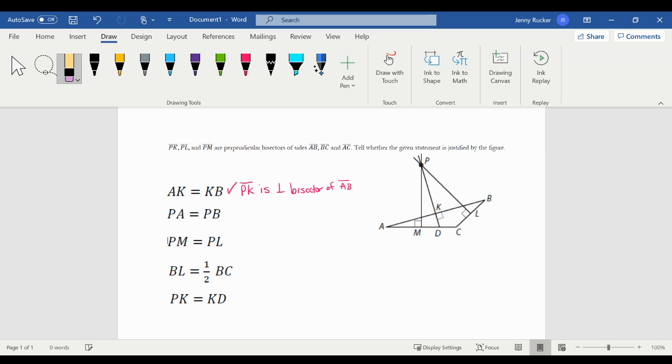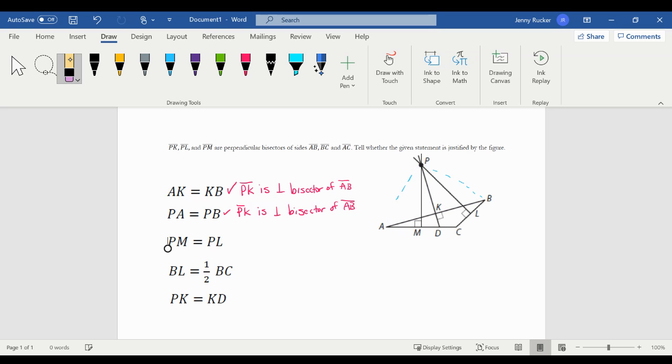Let's take a look at our next statement. PA equals PB. These are not actually drawn in our figure, but we can go ahead and put them in our figure. This is justifiable again using that PK is the perpendicular bisector of segment AB. P lies on the perpendicular bisector PK, so therefore P is equidistant from the endpoints of the segment that it's bisecting, which is segment AB. So this is justifiable because PK is the perpendicular bisector of AB.